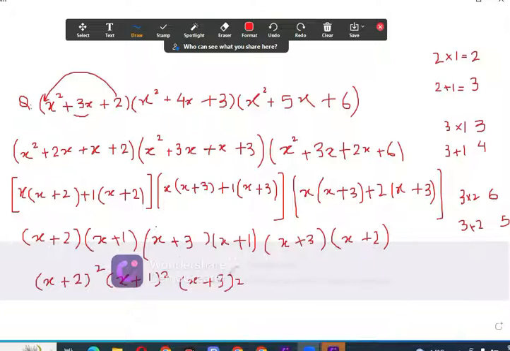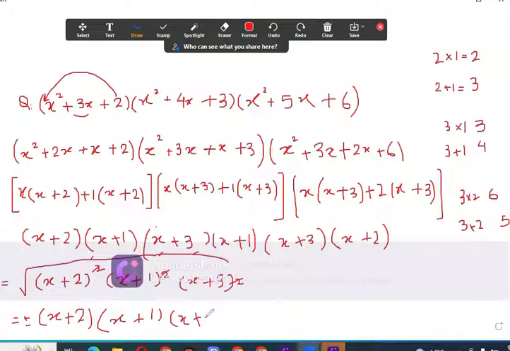Now you will take the square root. So you can cancel the square with the square root. All these 3 squares will be cancelled out with the square root. So what will you be left with? You will be left with plus or minus x plus 2, because whenever you take something out of the square root, it can be positive or it can be negative, so you write both signs. So x plus 2, x plus 1, and x plus 3. So this is your answer, and I hope that it's clear to you.